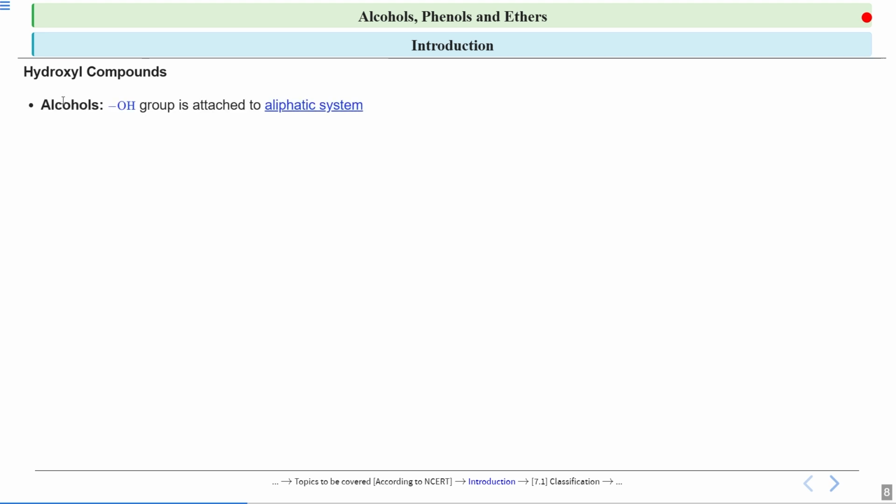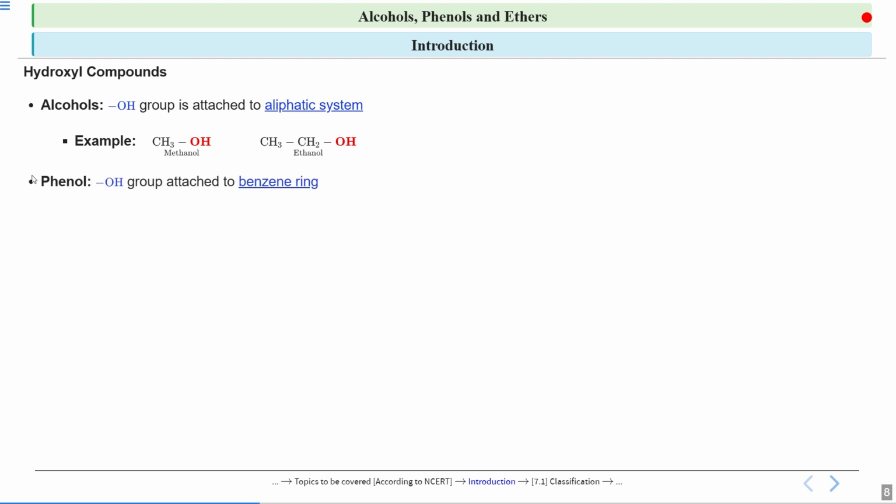Let's first define the alcohols. An OH group is attached to an aliphatic system, that means a saturated carbon system. For example, we have methanol, a 1 carbon compound having a hydroxyl group in it. And this is ethanol, eth because it is a 2 carbon compound. So CH3CH2OH, this is ethanol. They both are alcohols. The hydroxyl groups are attached to aliphatic systems in both the molecules.